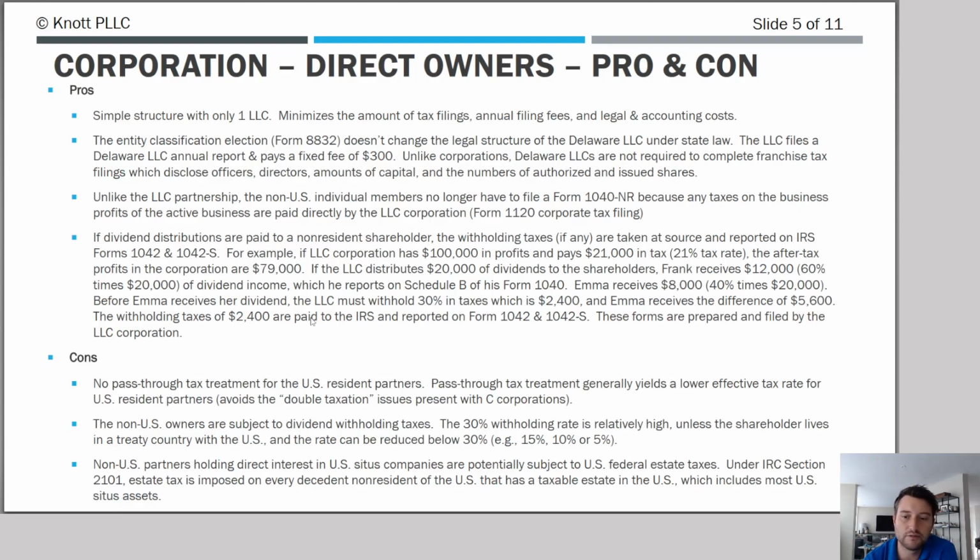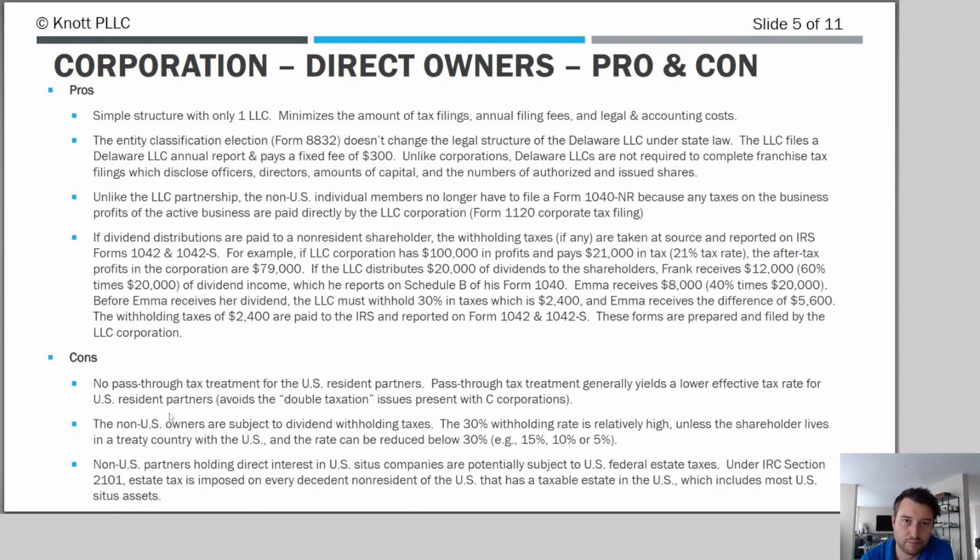Before Emma gets her dividend, the LLC, as the withholding agent in this context, has to withhold 30% in tax, which is going to be $2,400, and then Emma gets the difference, right? The withholding taxes are $2,400. They're sent to the IRS, and it's reported on a 1042 and 1042S, right? So all of this is filed by the corporation, and Emma, again, doesn't have to do anything so long as all the withholding taxes are paid at source. Now, what are the cons with this structure?